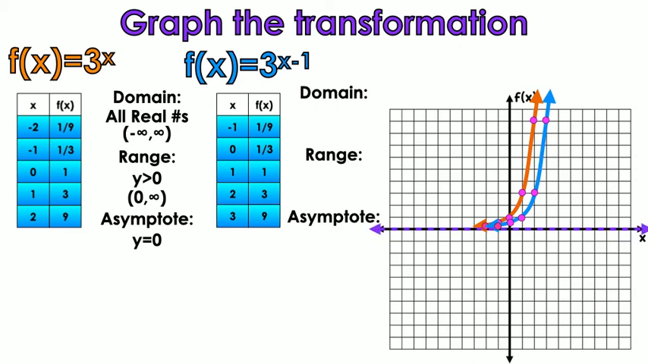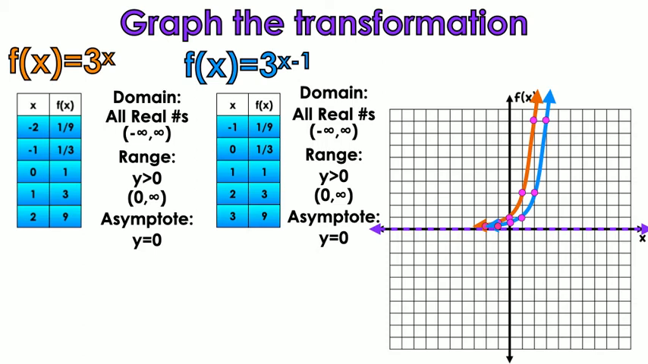My domain is still all real numbers, negative infinity to positive infinity. My range is y is greater than zero, or zero comma infinity. And my asymptote is still going to be y equals zero.